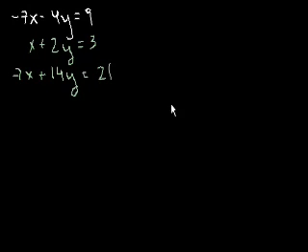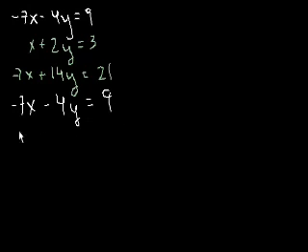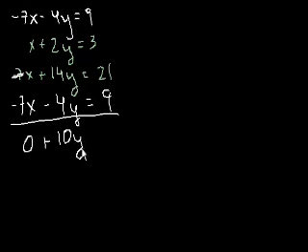Let's write that first equation down again: minus 7x minus 4y is equal to 9. And now we just add. This is a positive 7x. It just almost looks like a negative, though. Okay, so that's 0. 14y minus 4y is 10y, is equal to 30. So y is equal to 3.